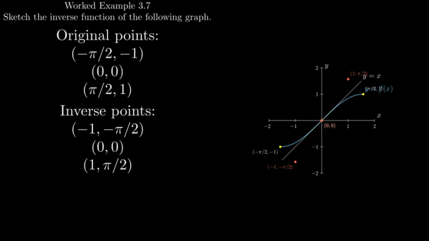The final step is to connect these points with a smooth curve, making sure it looks like a reflection of the original curve across the line y equals x. And there we have it. The red curve is the graph of the inverse function. It's a perfect mirror image of the blue curve across the line y equals x. So we've learned that the graph of an inverse function is a reflection of the original function in the line y equals x. And we can use this property to accurately sketch the inverse.